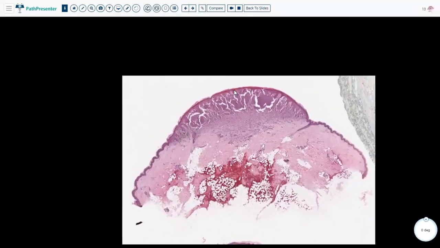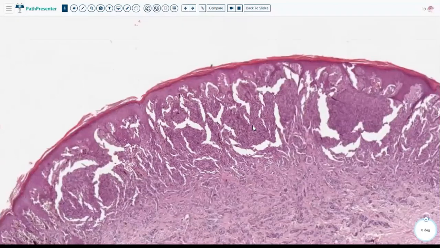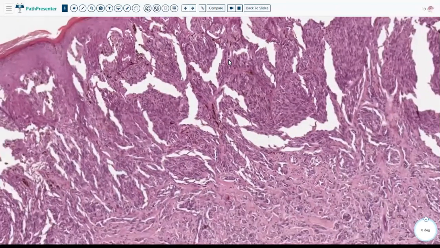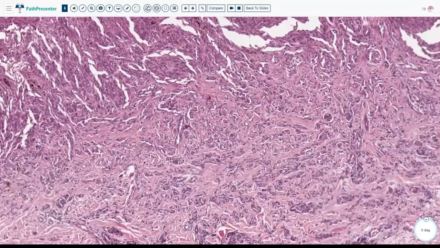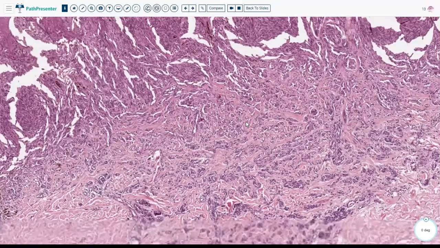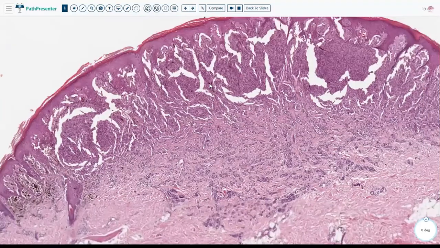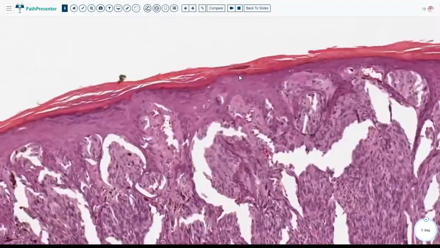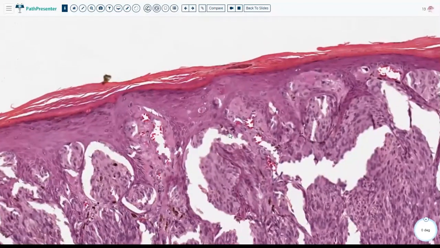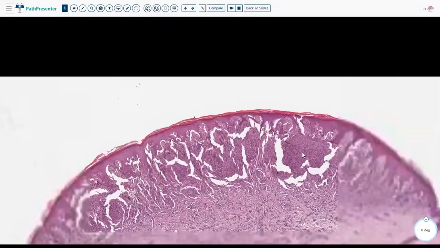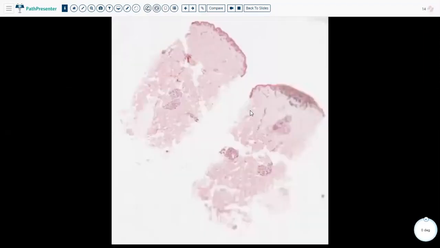Another quick example of a Spitz nevus. You can see the vertical nests. Again, they just scatter in the deeper layers of the dermis. You can see some of the Kamino bodies and some pagetoid cells in the center of the lesion, which is a very normal feature.